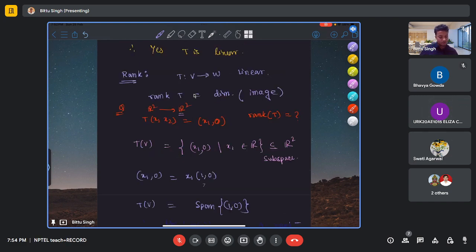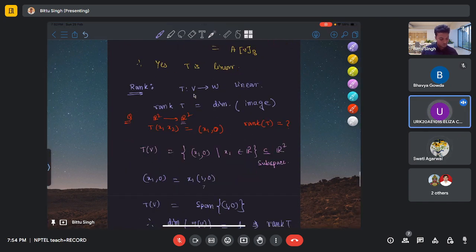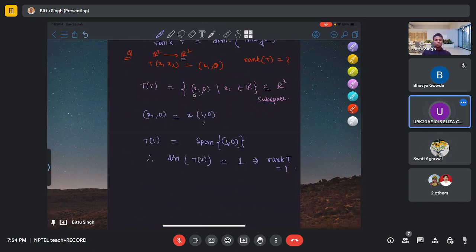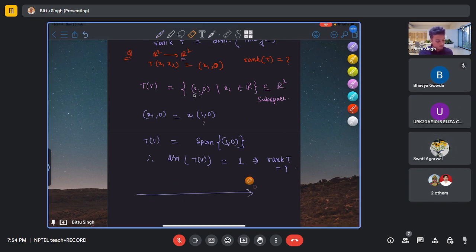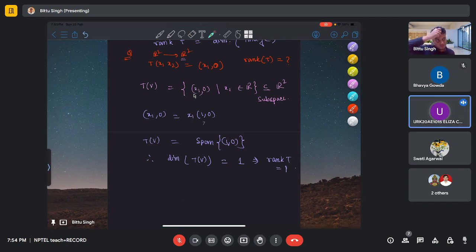Excuse me, sir. Is it because the span goes on like along a line, right, sir? Like (1, 0), (2, 0), (3, 0), (4, 0). It goes on and on like that. Yes, those are in the x-axis. So you can write any element as a linear combination of those x-axis basis elements. This basis element (1, 0). So since it creates a line, it has one dimension. So the rank of T is 1. Yes. This is the motivation.